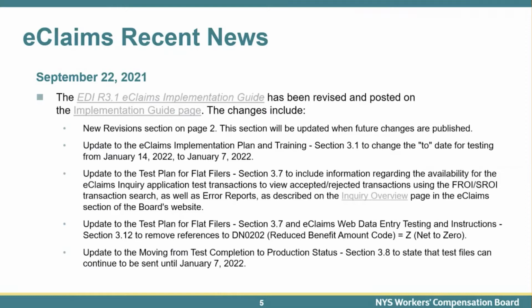An update to the test plan for flat filers was made in section 3.7 and the eClaims web data entry testing instructions, section 3.12, to remove references to reduced benefit amount code of Z net to 0. An update to the moving from test completion to production status, section 3.8, was made to state that test files can continue to be sent until January 7th, 2022.